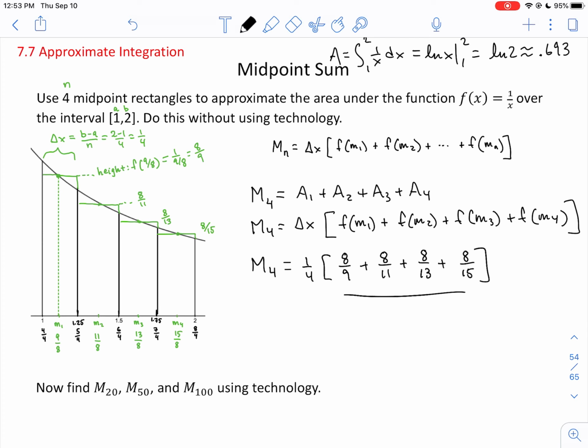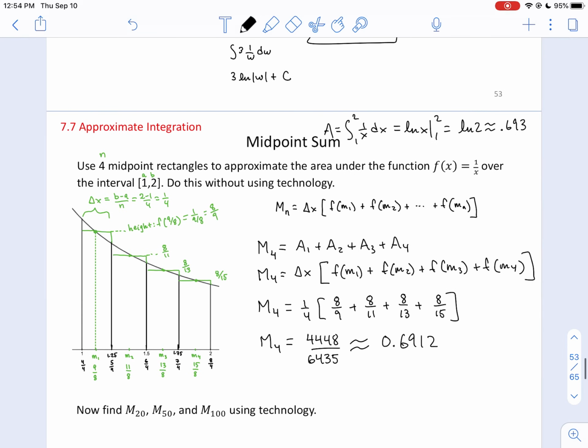Doing the rest by hand is kind of tedious. Getting a common denominator there is not very pleasant. So I went ahead and used Desmos, added those 4 fractions, and then multiplied by 1/4, giving 4,448 over 6,435, which is approximately 0.6912. Now notice how that compares to the exact answer, which was about 0.693. So we're a little bit of an underestimate here.